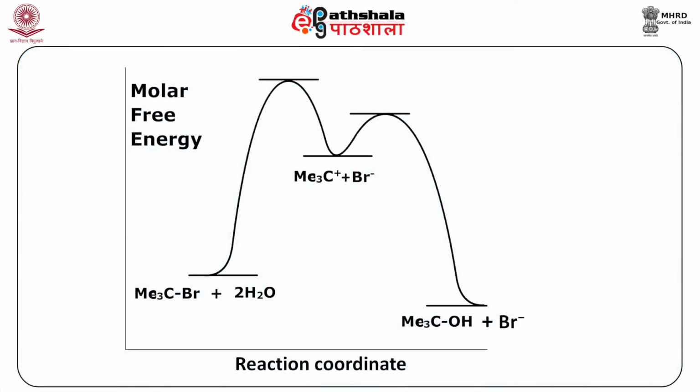Now, what is an intermediate? An intermediate is a species formed in a stepwise reaction which represents a free energy minimum. For example, look at the figure which shows the formation of an intermediate, let us say a carbocation here, during hydrolysis of tertiary butyl bromide. As you can see, it represents a minimum. The various types of reactive intermediates which are known are carbocations, carbanions, free radicals, carbenes and nitrenes.